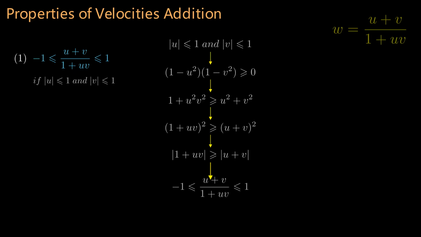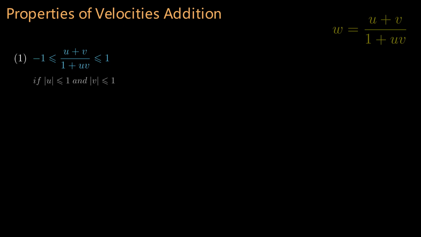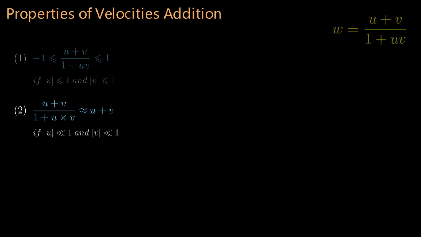No two velocities, when added, can exceed the speed of light. This fact underscores that the speed of light is an absolute and unsurpassable limit. Next, let's examine another property of velocity addition in relativity. When both u and v are much less than 1, their sum approximately equals u plus v. When u and v are much less than 1, it implies that the denominator in the addition formula approximates to 1. Thus, the result of adding the velocities approximates the numerator, which is u plus v. This property demonstrates the consistency of relativity with Newtonian mechanics at low speeds.